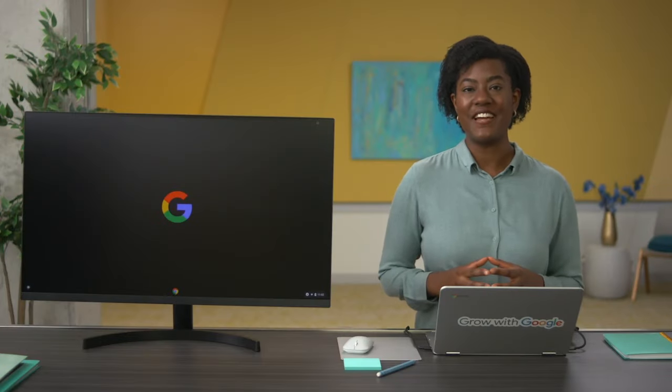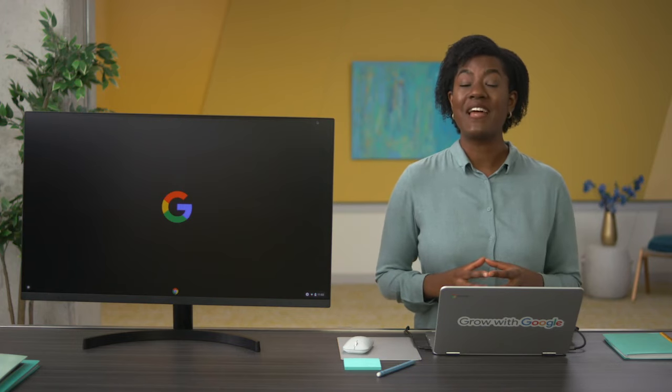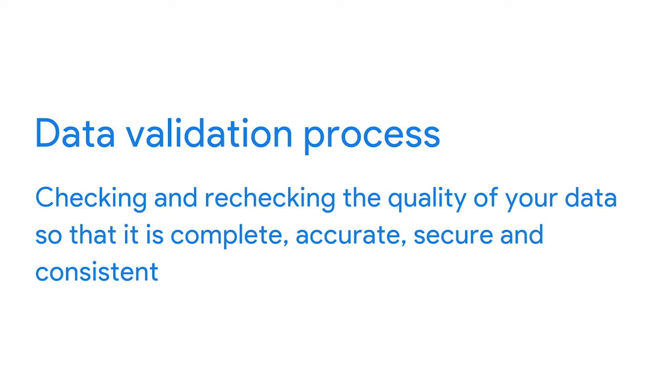Earlier we covered data validation, a spreadsheet function that adds drop-down lists to cells. Using data validation lets you control what can and can't be entered into your worksheet. One of its uses is protecting structured data and formulas in your spreadsheets. But as useful as it is, the data validation function is just one part of a larger data validation process. This process involves checking and rechecking the quality of your data so that it is complete, accurate, secure, and consistent.